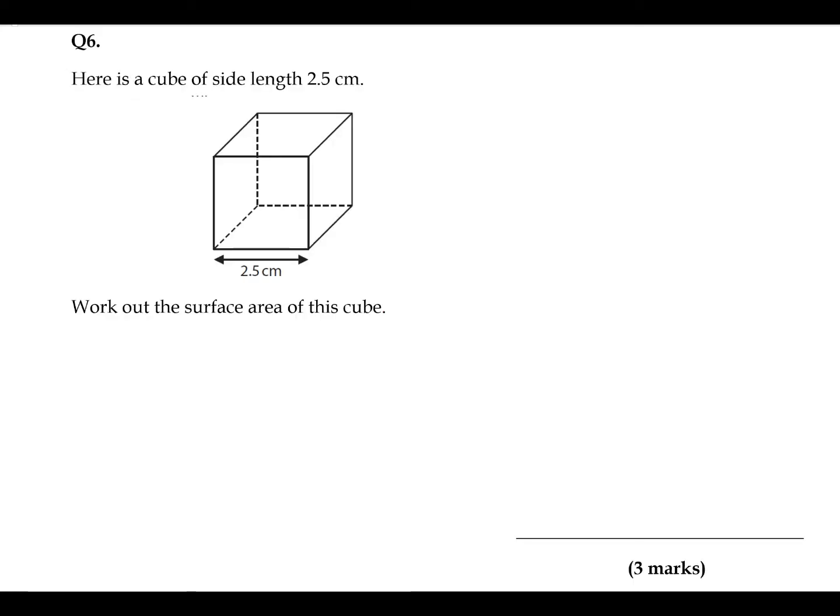Question 6. Here is a cube of side length 2.5 centimeters. Work out the surface area of this cube. So if we work out the area of the face that's facing us and multiply it by 6, because there are 6 faces, that will give us our surface area.